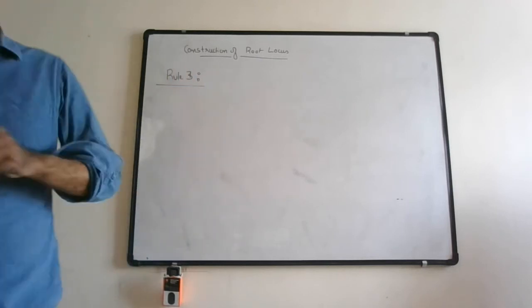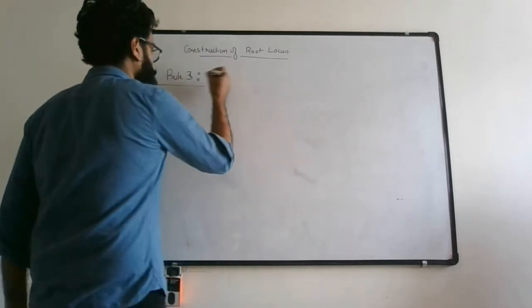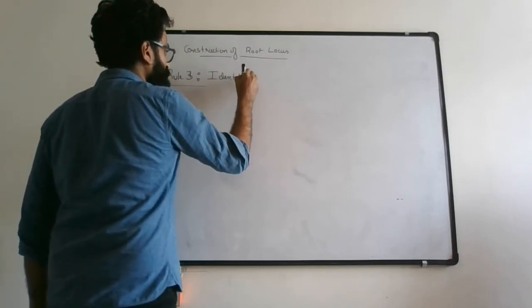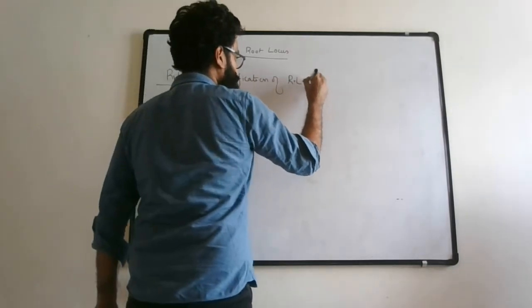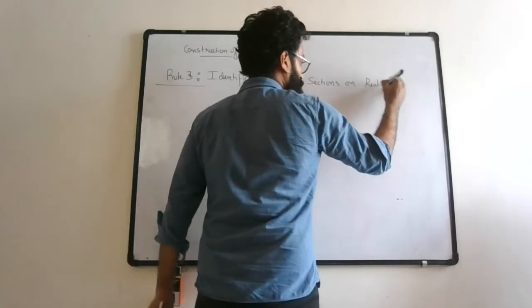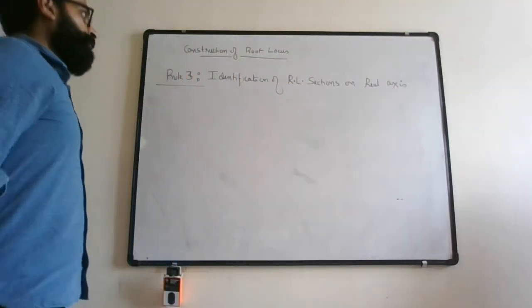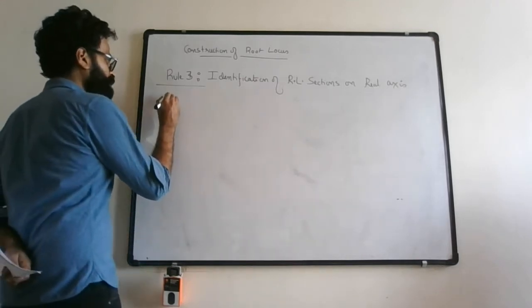Rule 3 is about identification of root locus sections. The subheading of rule 3 is identification of root locus sections on the real axis. Now, to identify root locus sections on the real axis, you can use the following steps.